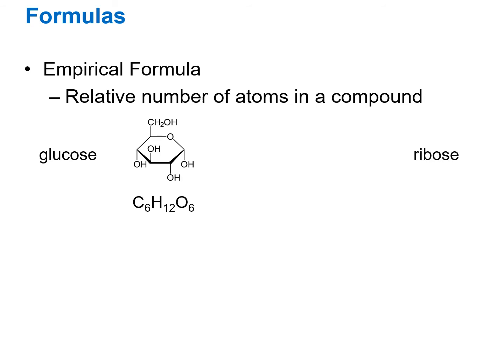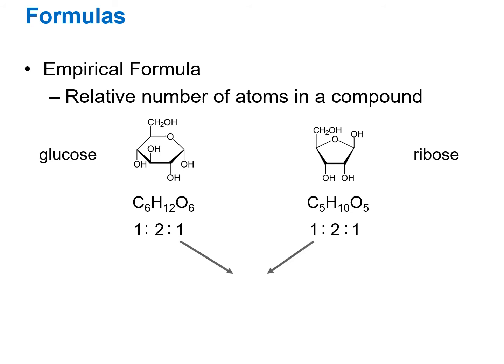There's another type of sugar that we can have called ribose. And ribose has this formula with 5 carbons, 10 hydrogens, and 5 oxygens. What do we notice about this? Well, if we were to divide all of those numbers by 5, we would have 1 carbon to 2 hydrogens to 1 oxygen. So we have this sort of a ratio with glucose, the relationship between carbon, hydrogen, and oxygen. We have this sort of a relationship with those elements in ribose. It is the same ratio. So what we could say for both of these is that they have the same empirical formula, because in both cases, the ratio is 1 carbon to 2 hydrogens to 1 oxygen.